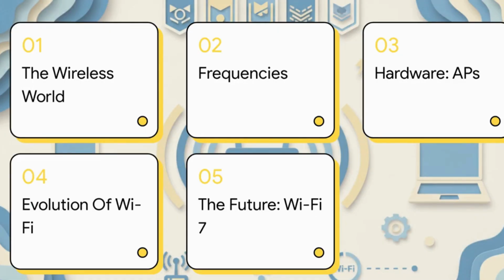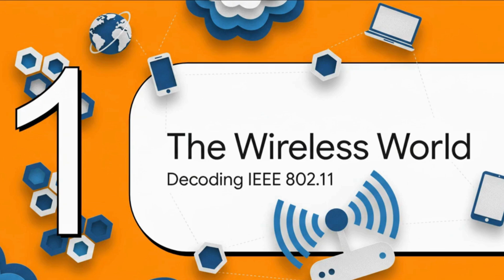Here is our roadmap to make all this complex networking jargon totally manageable. 1. The wireless world. 2. Frequencies, range versus speed. 3. Hardware, access points. 4. The evolution of Wi-Fi. And 5. The future, Wi-Fi 7. Let's start with Section 1, the wireless world, and decoding IEEE 802.11.